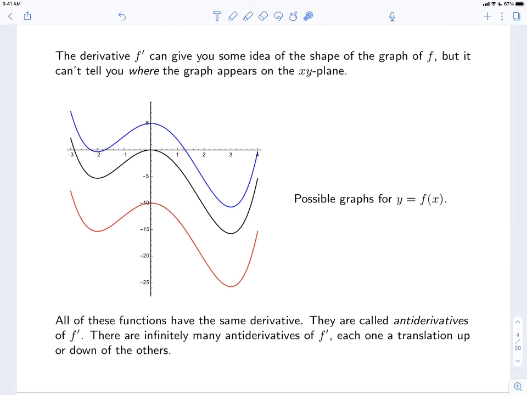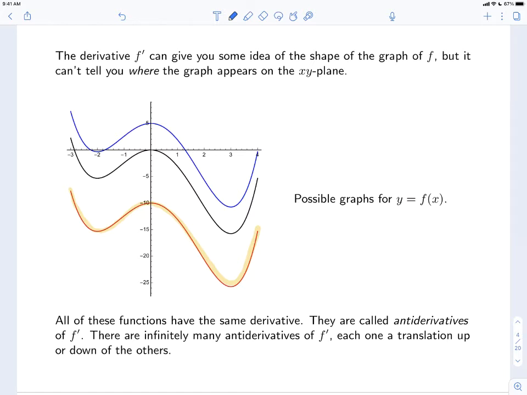What you do know about these graphs is they're all identical, just one is a translation up or down. So if we were to, for example, highlight one of these graphs, and then we were to just pick up this highlight and just move it down, you'd see it would be a perfect match. All of the antiderivatives for a function are exactly the same, but they're translated up or down from each other.